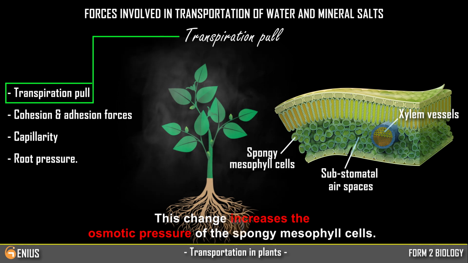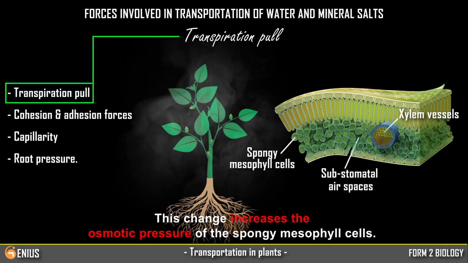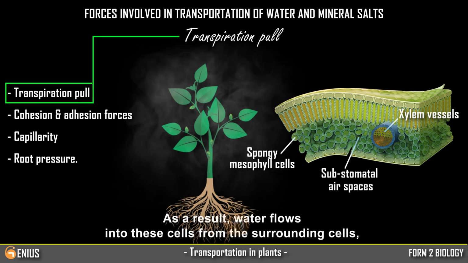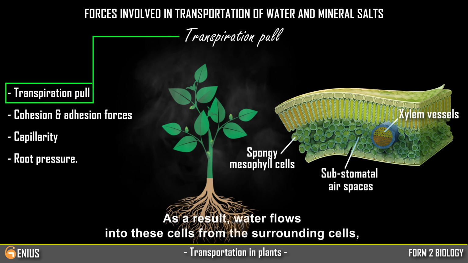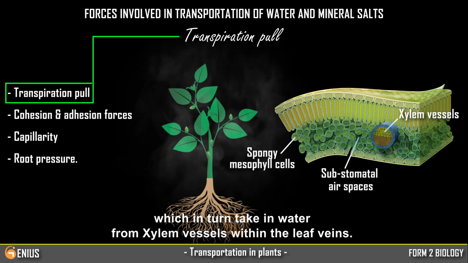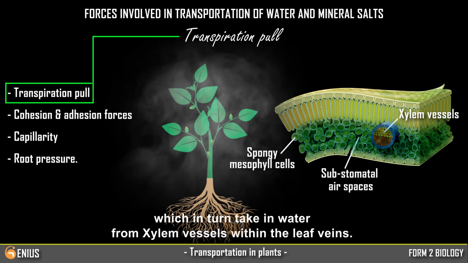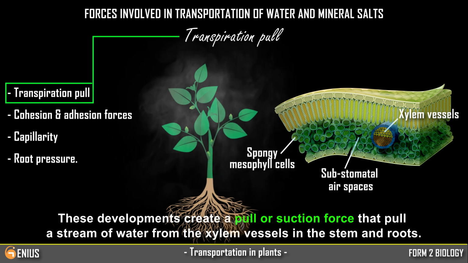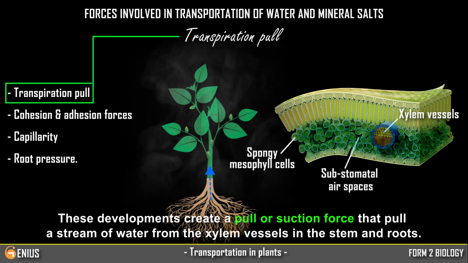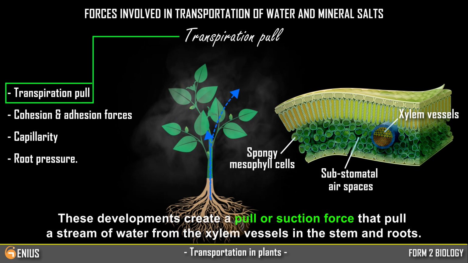This change increases the osmotic pressure of the spongy mesophyll cells. As a result, water flows into these cells from the surrounding cells, which in turn take in water from xylem vessels within the leaf veins. These developments create a pull or suction force that pulls a stream of water from the xylem vessels in the stem and roots.